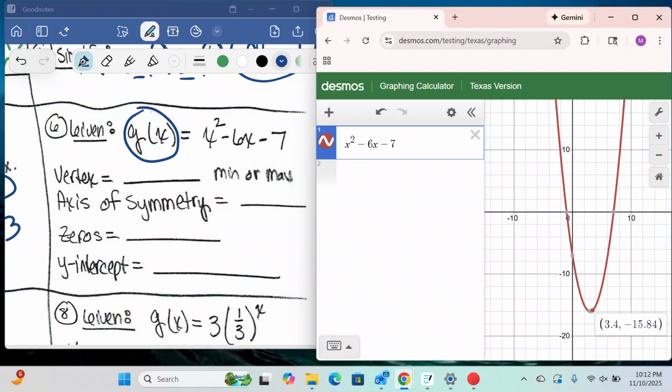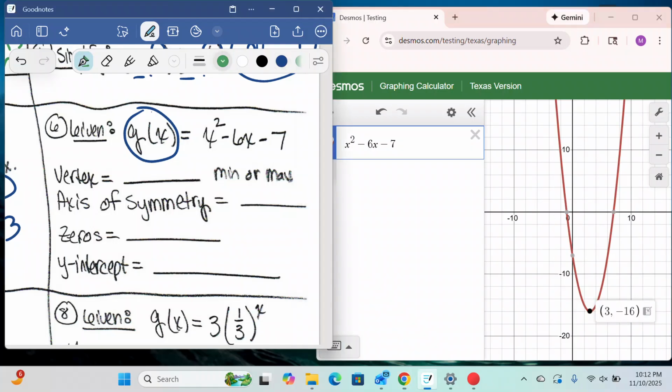I'm going to first find my vertex. My vertex is 3, negative 16. Let me switch it to green. 3, negative 16. So is this a minimum or is it a maximum? This would be a minimum because it is at the very bottom. It's not at the top of the hill. I want to find my axis of symmetry. All I have to do is circle this x value, and put x equals the x value of the vertex. The x value of the vertex is 3.